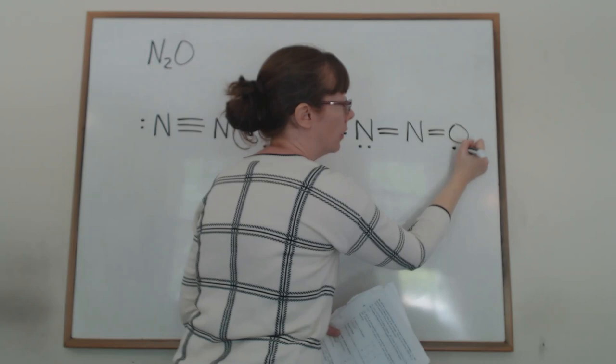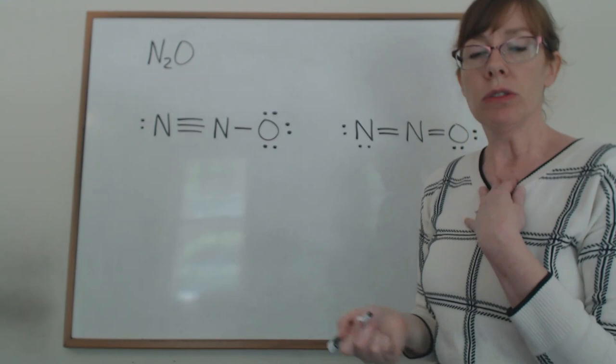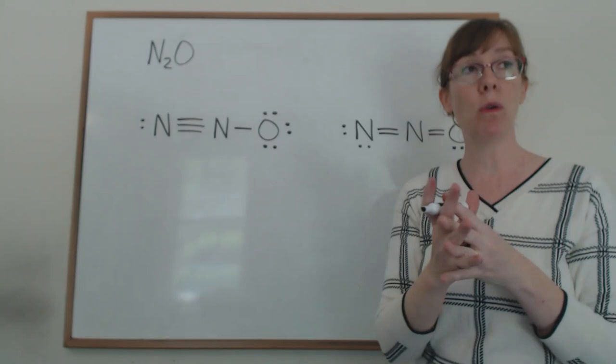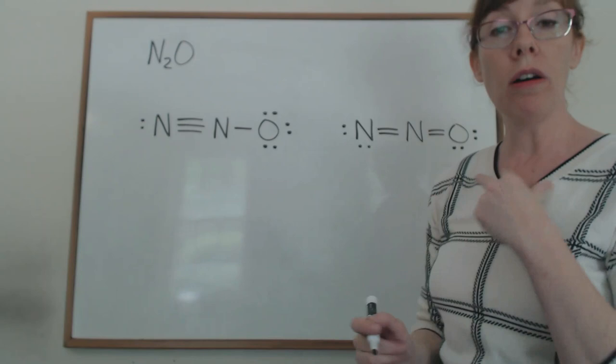So let's just pause for a minute and do a little reality check. Don't just take my word for it. Are these both good Lewis structures? Do they satisfy the requirements of being an accurate representation of the molecule? All that you have to do is use all your pairs and satisfy every atom. Let's make sure we have all of our pairs up here.